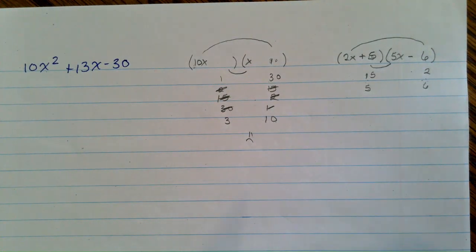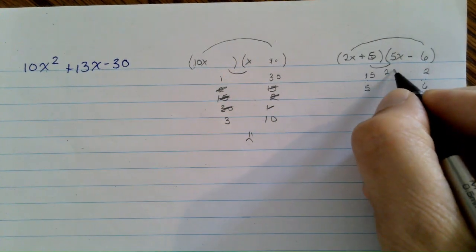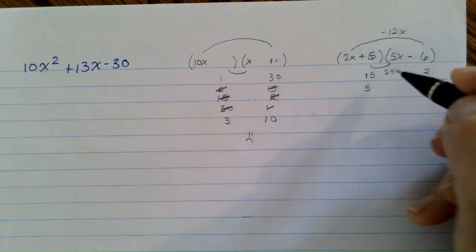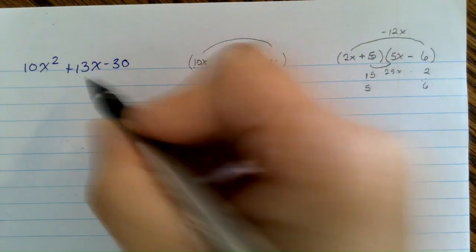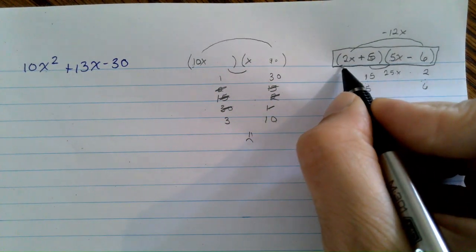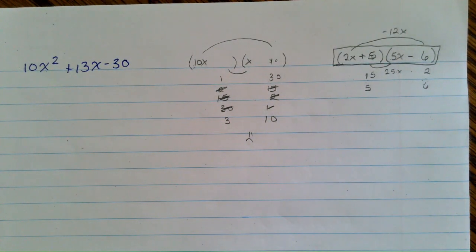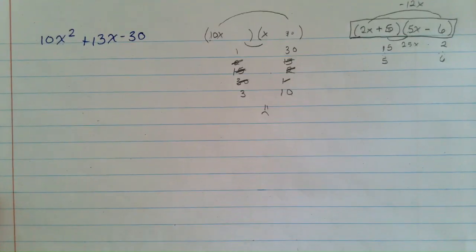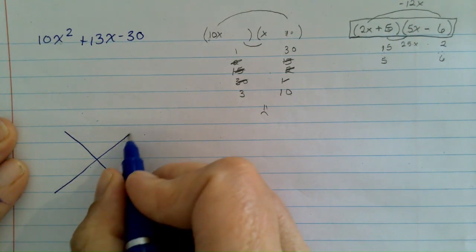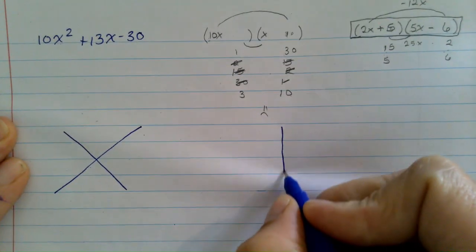We'll check it out. 5 times 5, that would be 25x. 2 times negative 6 is negative 12x. And indeed, 25 minus 12 is 13. So there's our answer from guess and check. Some of you might have just gone, whoa, that does not work for me. And I perfectly understand. For those of you who have that issue, we're going to use the X and the box.